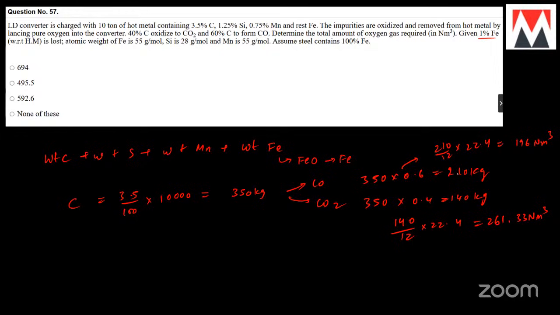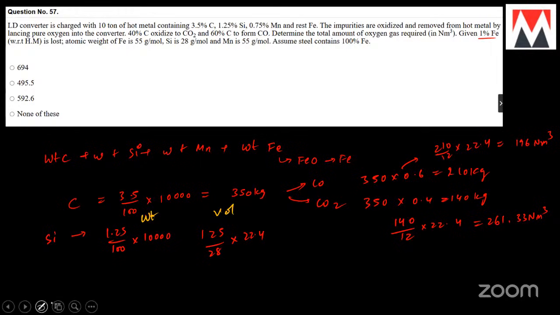In the same way, if you convert silicon, so what is the silicon percentage? The silicon weight percentage is 1.25 by 100 into 10,000. You get 125 kg, right? 125 kg by 28 into 22.4. This is the volume. So we'll write separately. This is the weight. I'll write it like a table. So this is weight, and this is volume. So what is your weight for this silicon?